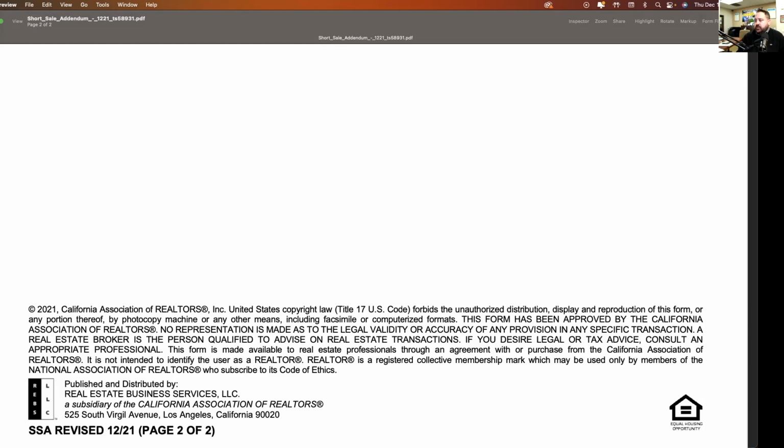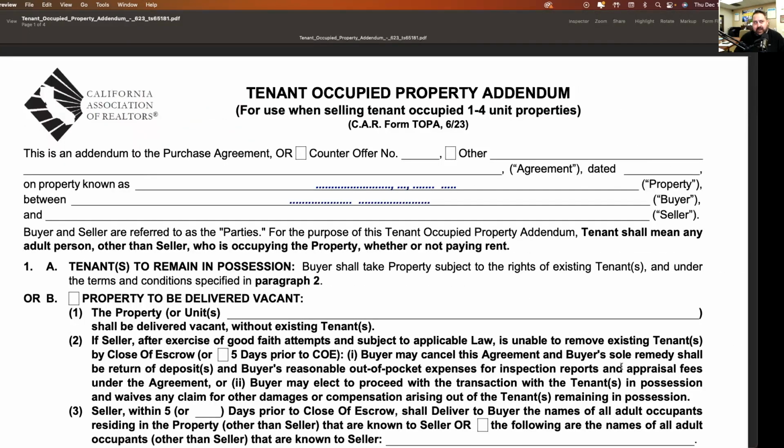Let's move on to the next one, which is the tenant occupied property addendum for use when selling tenant occupied 1 to 4 unit properties. Guys, this is the one I really want to make sure of.